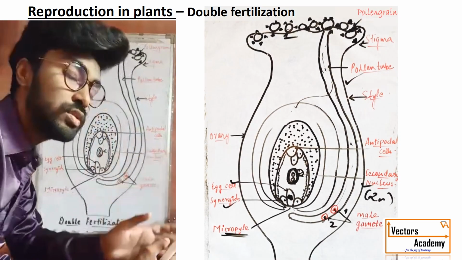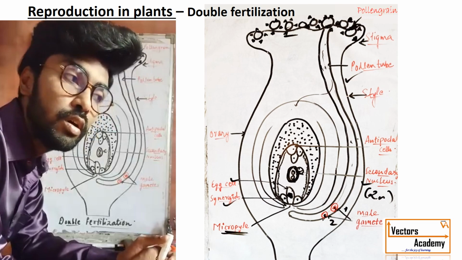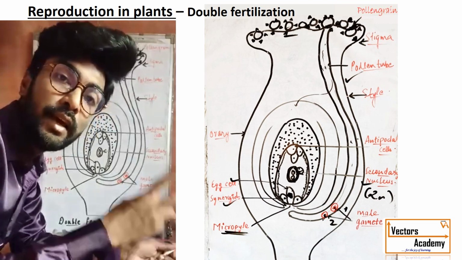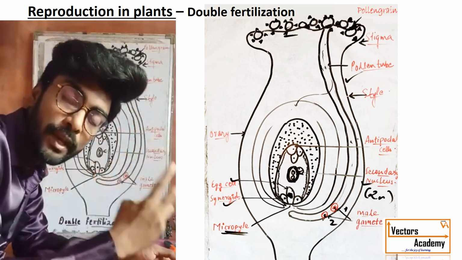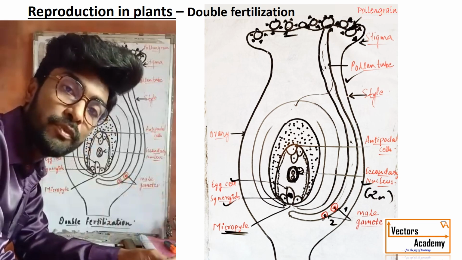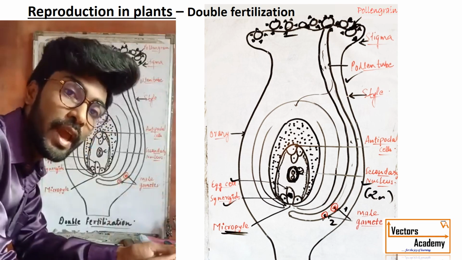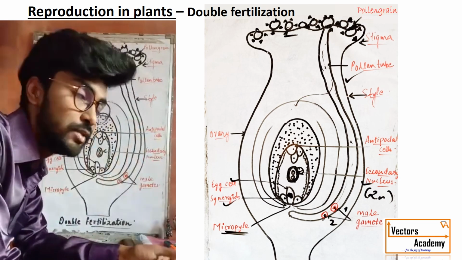But here we are going to study the topic called double fertilization. Double fertilization says that there are two male gametes. Out of the two male gametes, one fuses with the egg cell and the other male gamete fuses with the secondary nucleus. As fertilization takes place twice, it is called double fertilization.